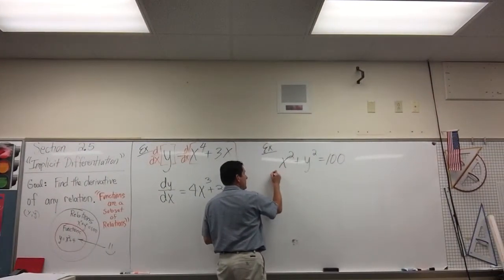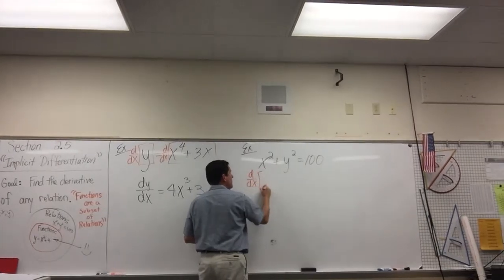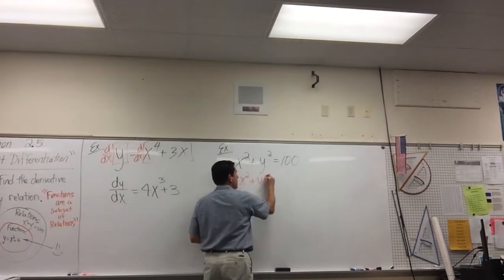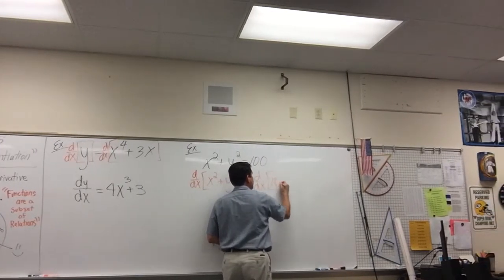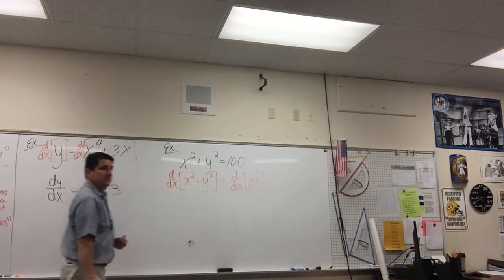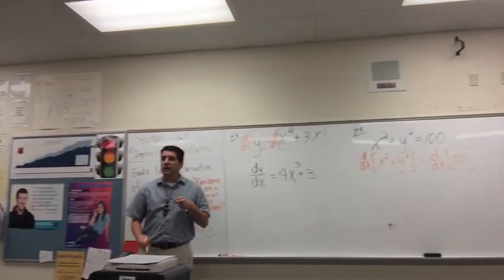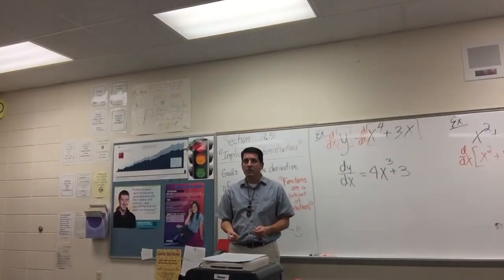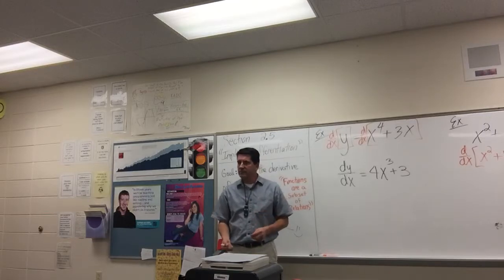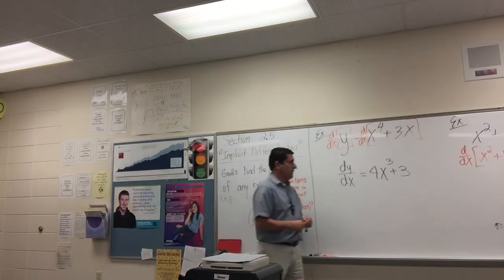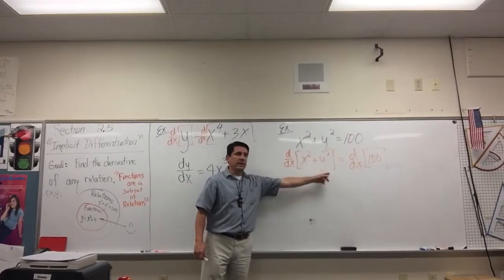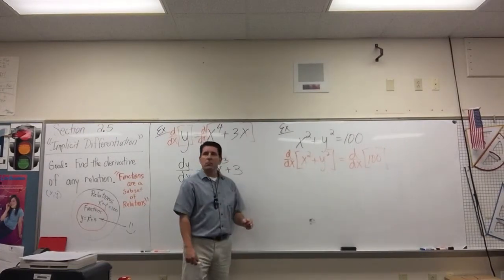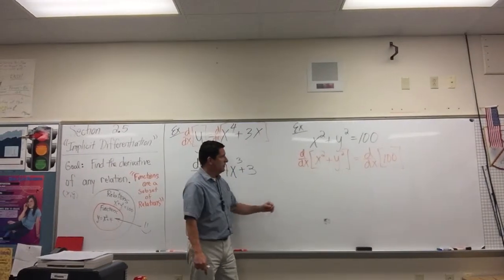I'm going to find, I guess I'll just write the whole thing out. I'm going to find the derivative of the left side, and I'm going to set it equal to the derivative of the right side. So if you have an implicit equation and you want to find the derivative of it, you find the derivative of both sides. And then watch what happens. The derivative of x squared plus y squared. Okay. Well, lo and behold, look at that.